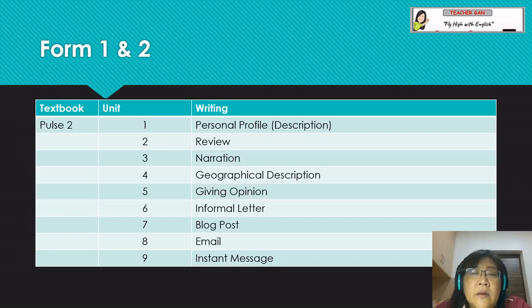Let's look at the writing task that you have in your Form 1 and Form 2 textbook. So the textbook is Part 2. For Unit 1, you have personal profile, or it is a description of a person. And then Unit 2, you have review. Maybe you can review a restaurant that you have visited. Number 3, you have narration. Narration is a story. And number 4, or Unit 4, you have geographical description. And Unit 5, you have giving opinion. Unit 6, informal letter. Unit 7, blog post. Unit 8, email. And Unit 9 is instant message.